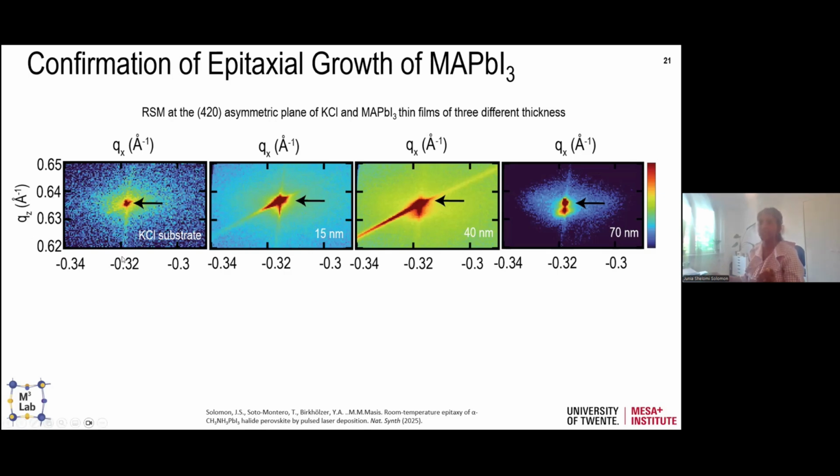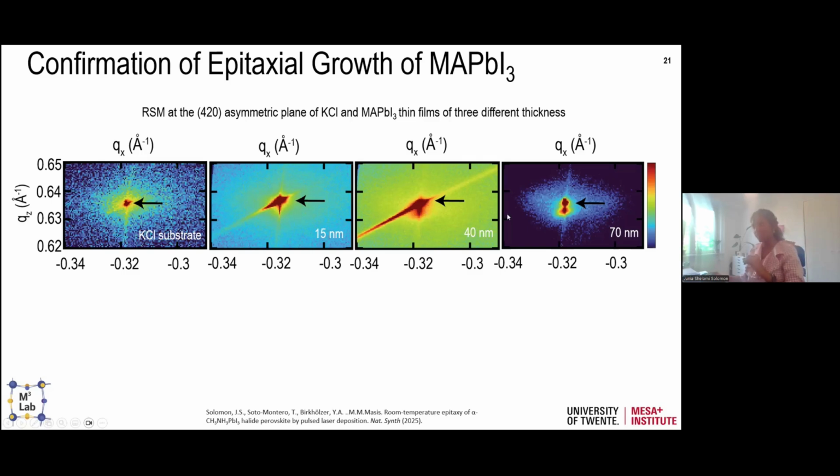and the QX gives us the in-plane reciprocal lattice coordinates. So the first image on the slide towards the left is a reciprocal space map of the 420 and just the substrate. The bare substrate shows a bright red spot, which shows how crystalline the potassium chloride substrate is. And then moving on, I also did reciprocal space maps on the 15 nanometer, the 40 nanometer, and the 70 nanometer. With the 15 nanometer, the signal was very low, but you still see it right below the substrate. There's a little bit of intensity.